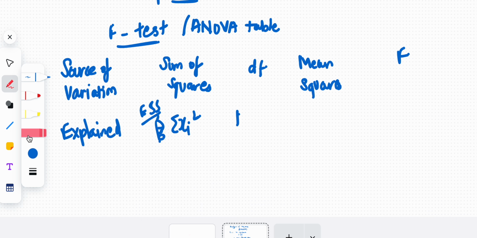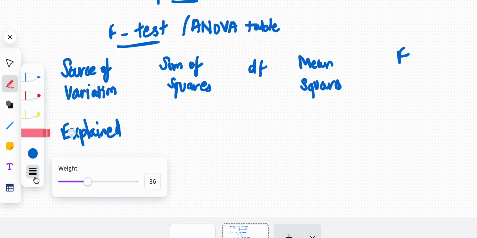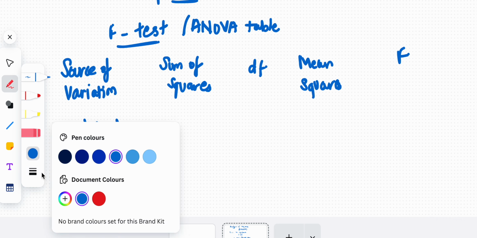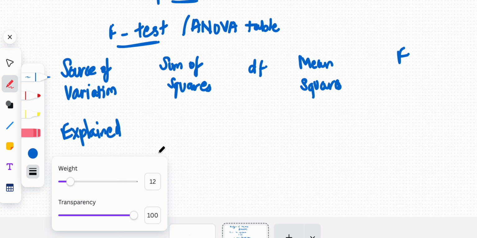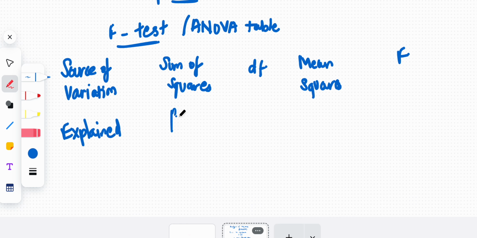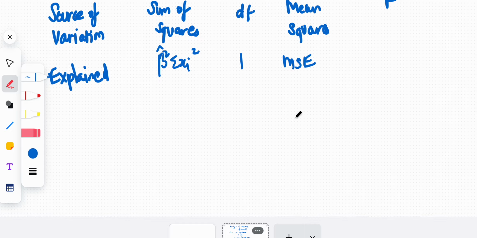Wait, this is not coming out good. Wait, I need a thinner pen. Wait, let's start. Again, this is for revision, my personal revision. Oh, that's why. Oh, okay, wait, what have I done? Wait, it should be 10 then.